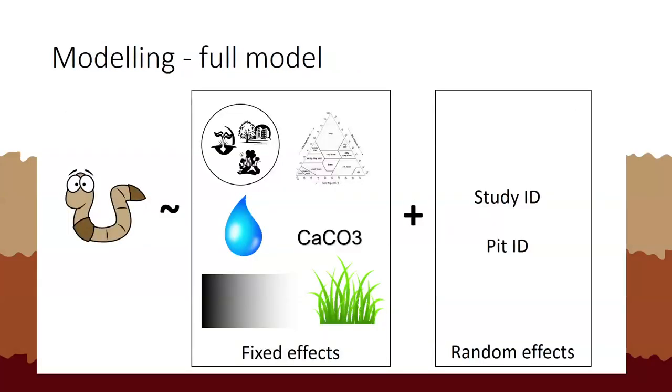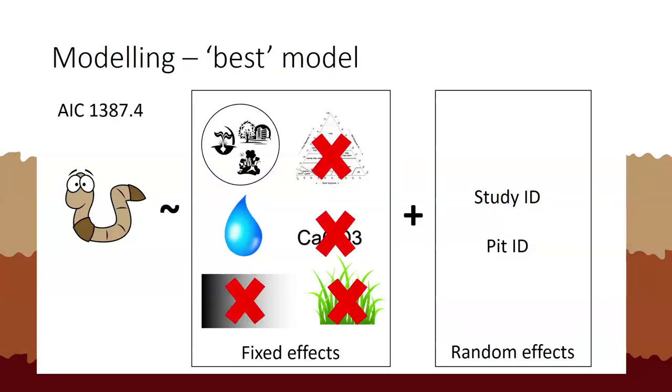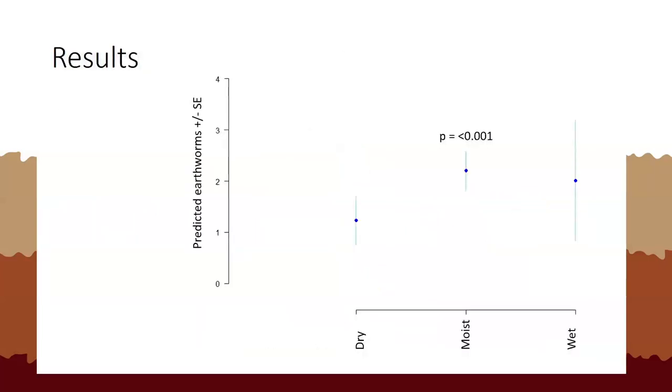So I put in the environmental variables as 6 fixed effects, and then the study ID, so the participant ID, and then which pit, as the random effects. Then I used dredge on them to try and find the best models, actually with all the interactions included, but none of them came out as significant. This is the model just for the number of earthworms, and the only ones that came out as significant were moisture and the habitat. The only one that was significant was moisture.